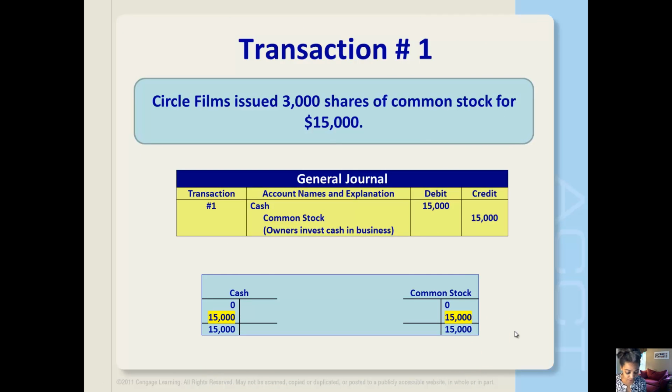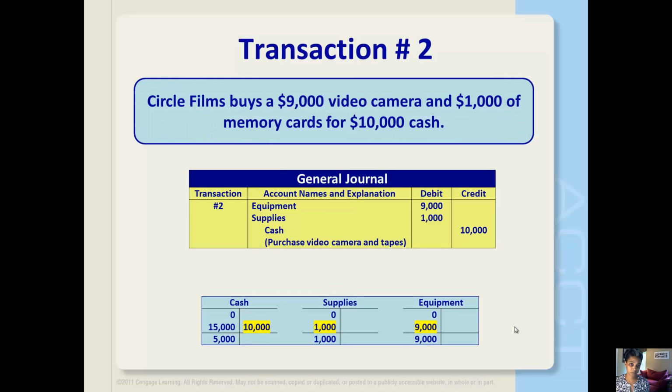So remember transaction 1. Step 1, what accounts are affected? Circle Films is receiving cash, so cash is increasing. Circle Films is issuing stock, so common stock is increasing. Step 2, what are the debits and credits? Cash is an asset, so debit the cash account to increase it. And then common stock is an equity account, so credit the common stock account to increase it. And then steps 3 and 4 are shown in the slide where they're recording the journal entry followed by the posted ledger information. So let's do the same thing for transaction number 2.